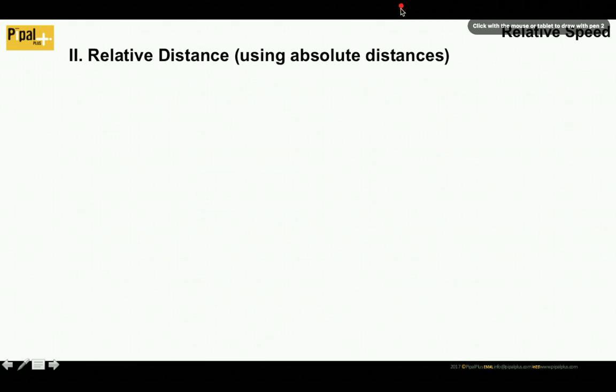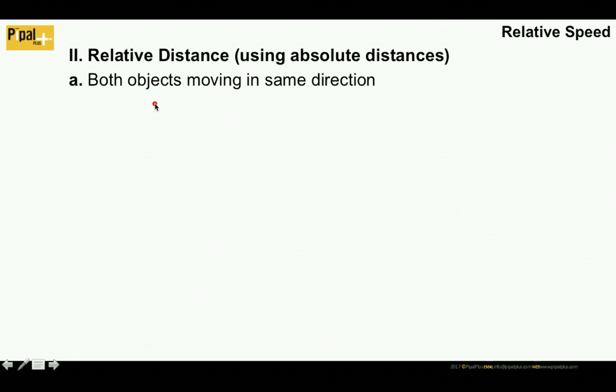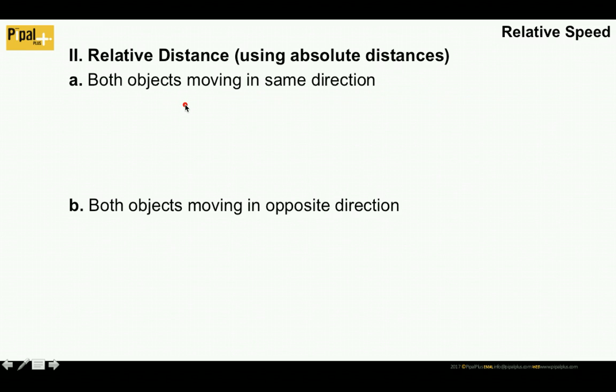Now in case of relative distance, we'll use the first methodology where we use absolute distances to calculate the relative distance. Just like the previous case where we calculated the relative speed, we will now consider two cases. One is when both objects are moving in the same direction and we have the absolute distances that they cover. And the second case when both objects are moving in the opposite directions and we still have the absolute distances that they cover.